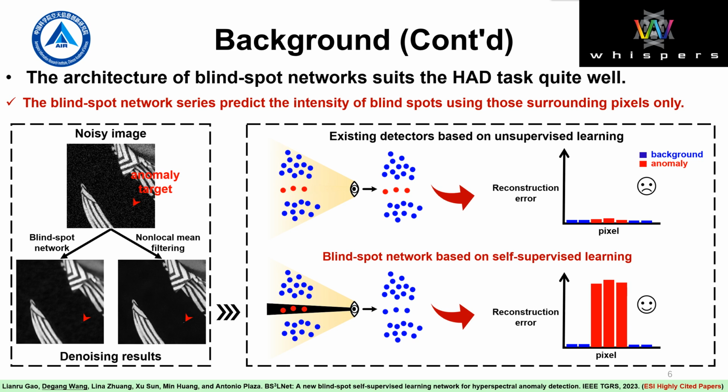Unlike existing unsupervised models, the blind spot network has a blind spot in the center of the receptive field, promoting the network to reconstruct the blind spot using only its surrounding pixels, avoiding identity mapping of networks. Since the anomalous pixels are significantly different from the surrounding background, the blind spot network fails to reconstruct anomalous pixels well, which leads to a larger reconstruction error of the anomalies. Therefore, the architecture of the blind spot network suits the hyperspectral anomaly detection task quite well.